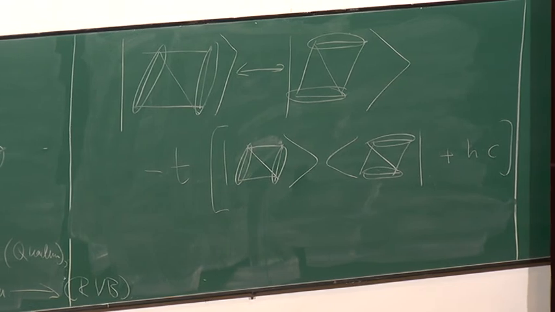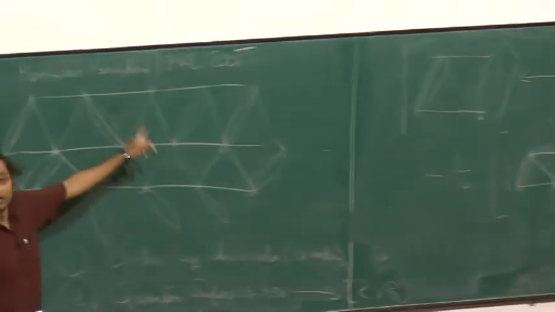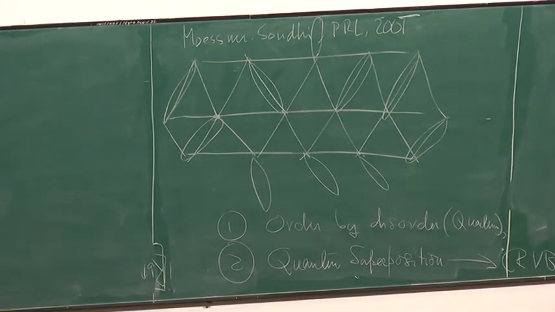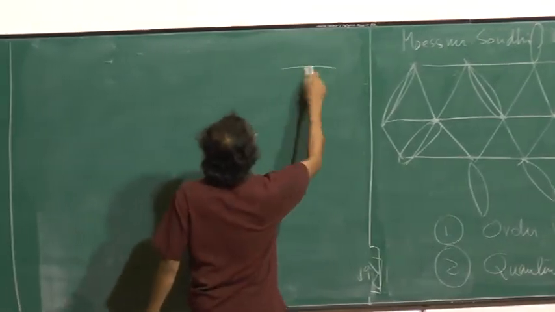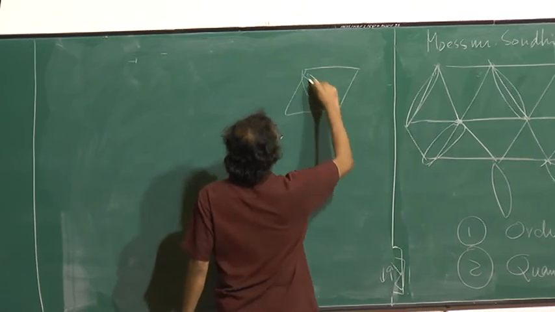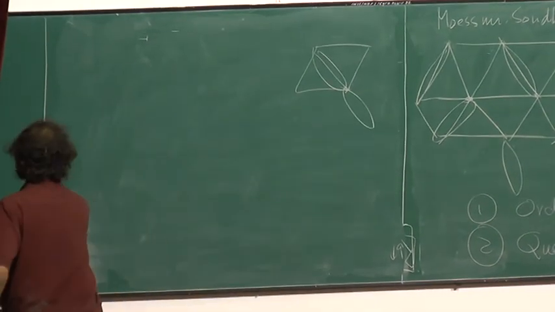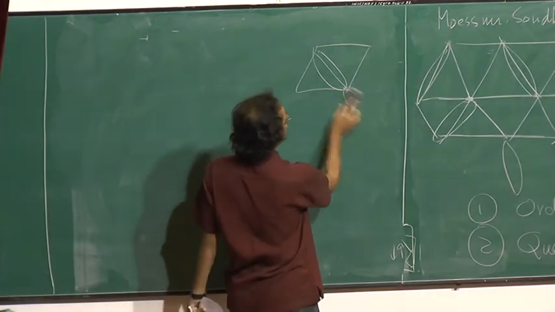Okay. But there is one condition here, that at each site there is only one dimer. We cannot have configurations like this. Okay? So the physical state doesn't allow these configurations.